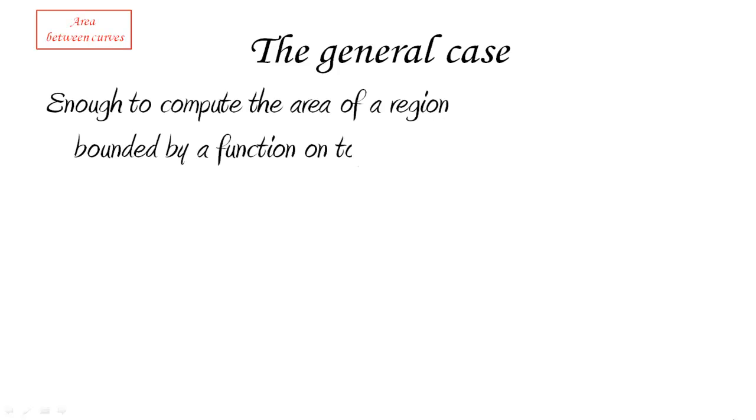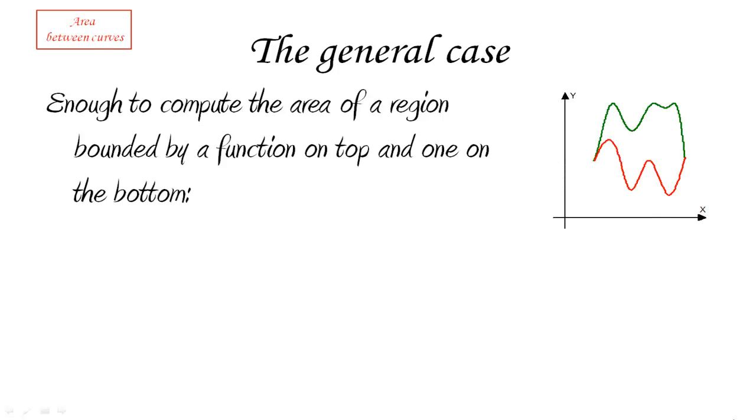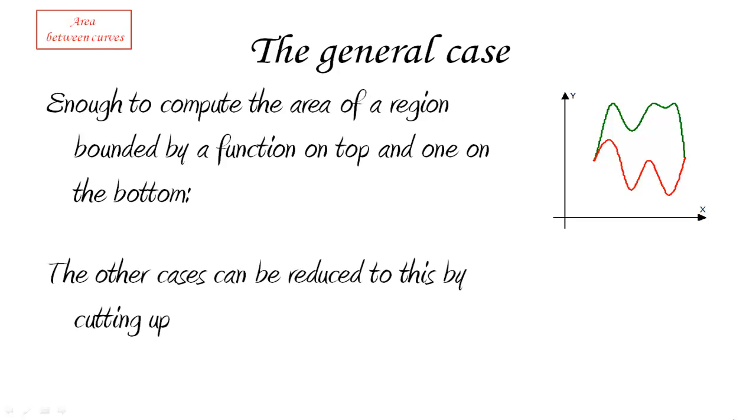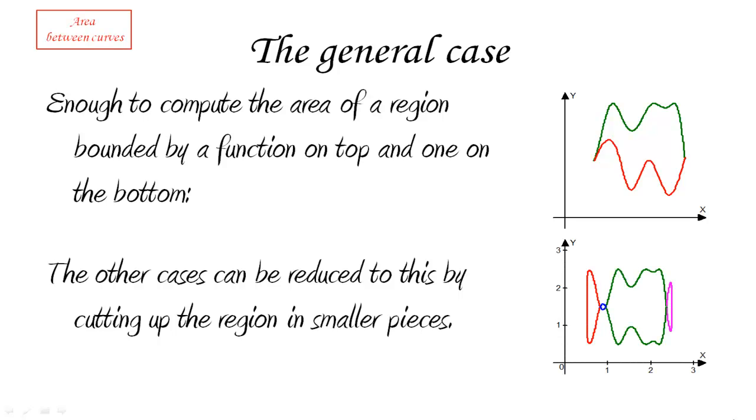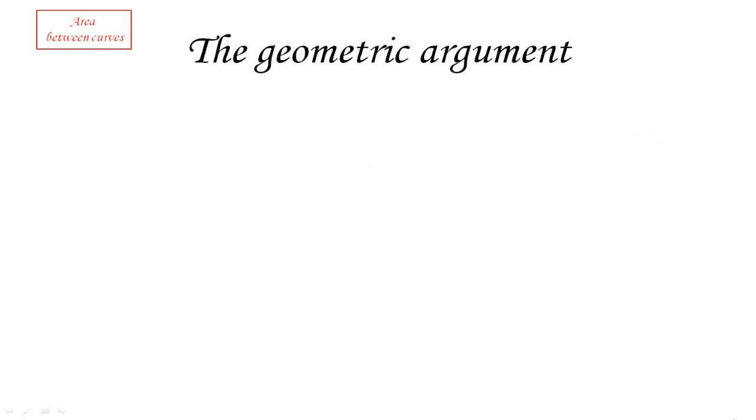It turns out that the general case can actually be reduced to a very special case, namely the situation where the region is bounded by a function on top and one on the bottom. So a function that looks like this. And that is because if we have a more complicated region, what we can do is cut it up into smaller pieces so that each of those pieces has one top boundary and one bottom boundary. And we can cut it up in as many pieces as we want. So we're going to analyze just the top case because that's the only one that is worth looking at.